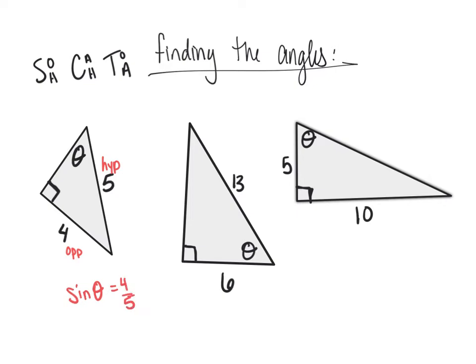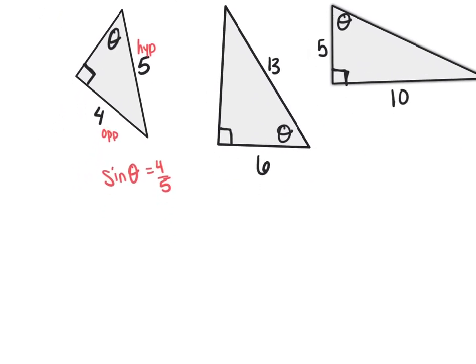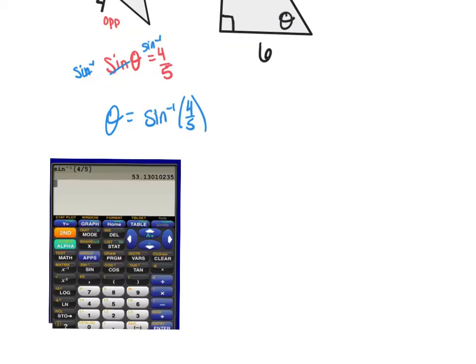Now, in order to get theta by itself, I need to undo that sine function. So I need to do inverse sine to both sides, leaving me with theta equal to the inverse sine of 4/5. And then when I entered that into my calculator using the inverse sine, I noticed that my angle theta is 53.130 degrees.